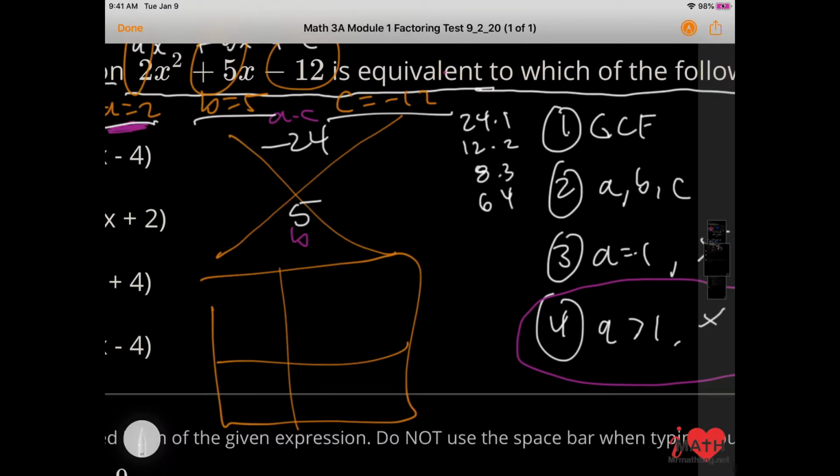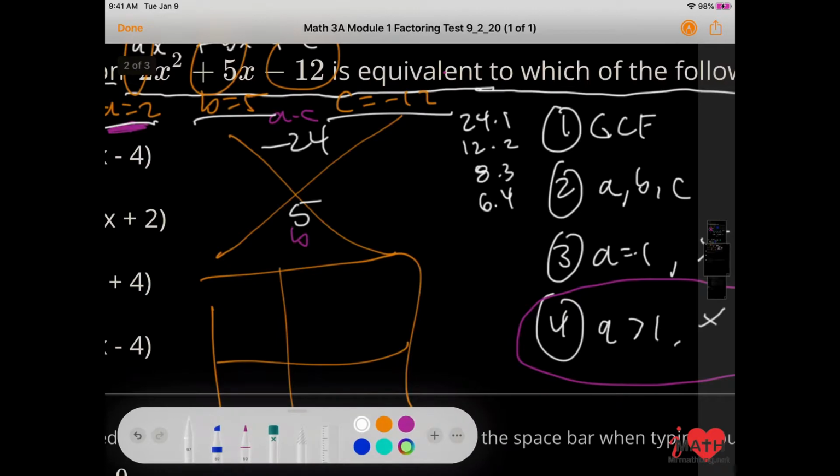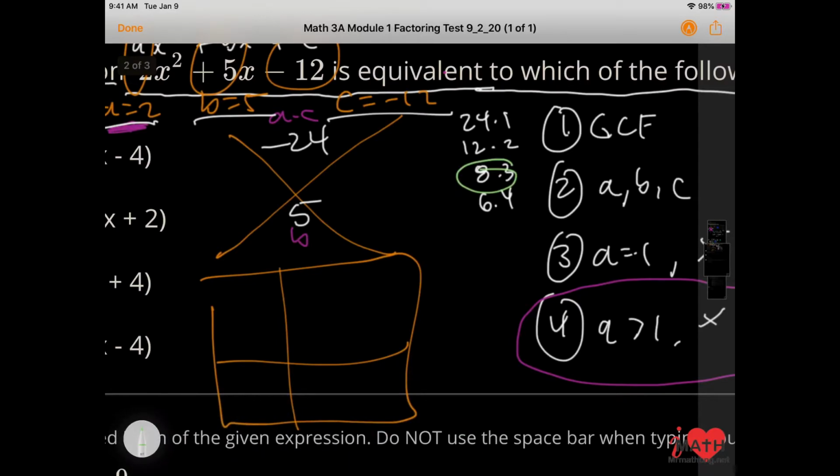Okay, here are all my factors. Now, let me just think out loud. 6 and 4, if I make them positive or negative or a combination, does not equal 5. Same thing with like 12 and 2. That could be a negative 2. That would be 10. But this one here gives us what we need. 8 and 3. Okay. One of these has to be negative because a positive times a negative is a negative. And this 5 is positive, so I'm going to make the 3 negative.